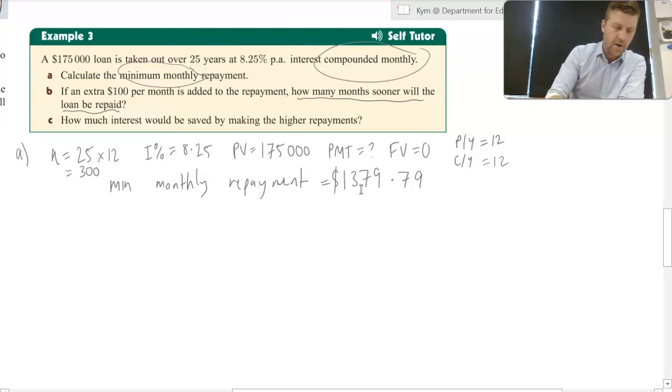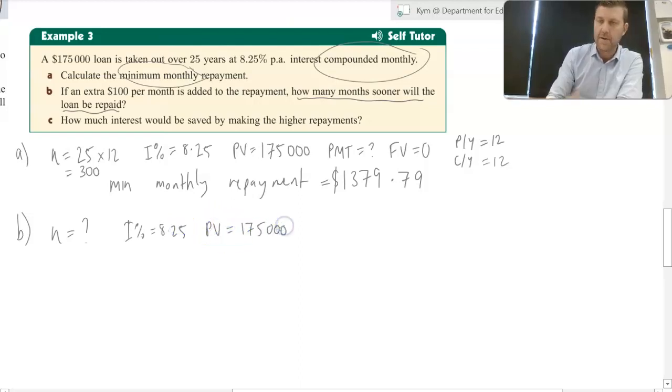So on my graphics calculator, I will then ask it to determine the value of N for us. The interest rate is still going to be 8.25%. The present value is still going to be the positive $175,000 that we had in already. PMT we have here given to us, but we're going to put that in plus an extra $100. So it's going to be $1,479.79.